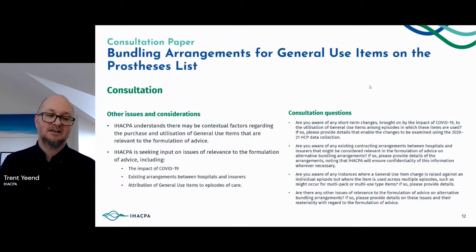And finally, we're looking at the attribution of general use items to episodes of care. As I said before, we've got devices linked to episodes, and there potentially are instances of general use items that might be multi-use or multi-pack items and may be billed against one episode of care and used against multiple potentially, and we want to understand the extent to which that is the case. And we're also asking if there are any other issues of relevance to the formulation of our advice. And so that covers the consultation questions there on the right-hand side of the page as well. And so that covers the consultation paper.